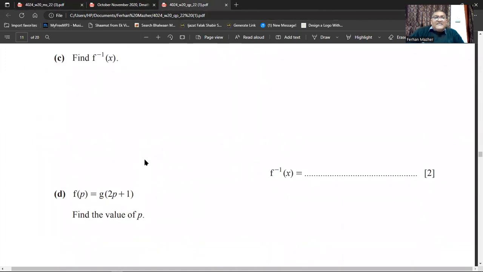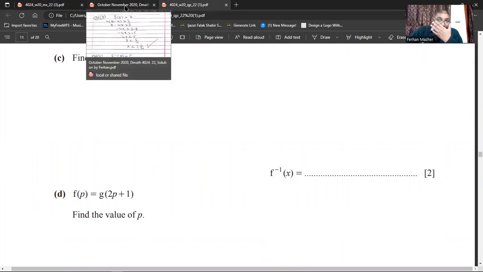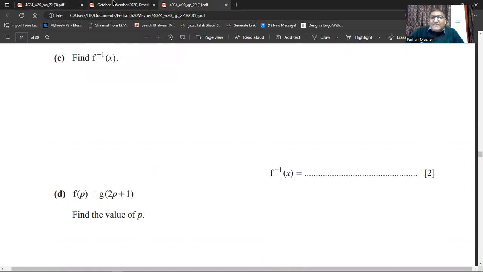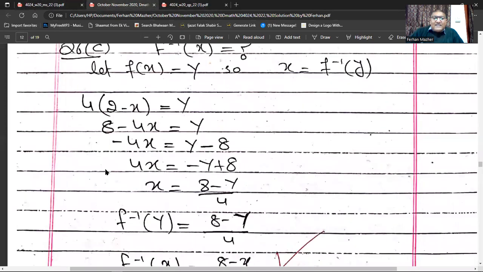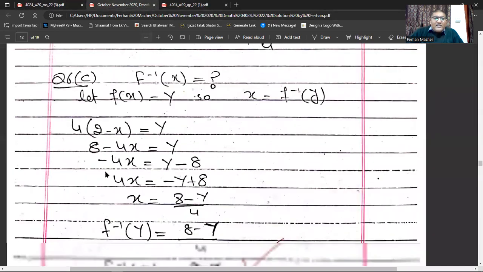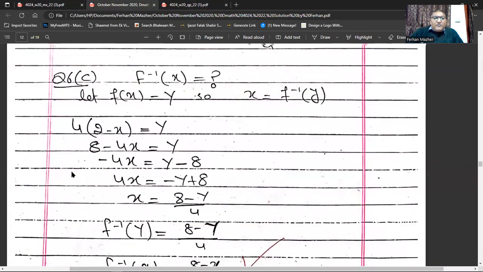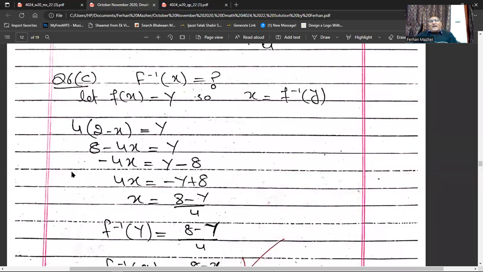Then the C part is, he says, find the f inverse of x. So we have to find out the f inverse of x. Very simple. We always suppose let f of x is equal to y and x is equal to f inverse of y. That's the standard sentence we all the time have to write. So f inverse of x is the question. We will suppose f of x is equal to y, so x will be equal to f inverse of y.